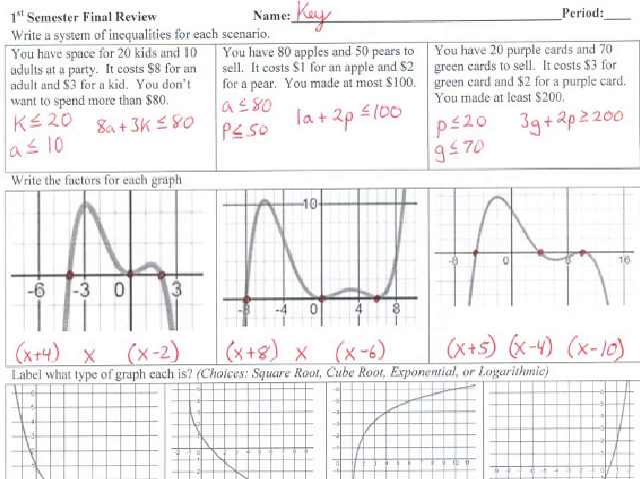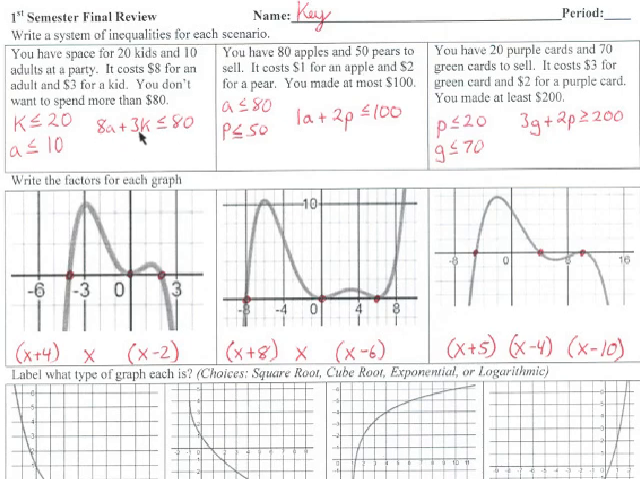So the sum of inequalities is basically saying this idea where you have to make multiple inequality statements from the scenario. So if you have space for 20 kids, that means you could have 20 or less. So the number of kids would have to be less than or equal to 20. If you have space for 10 adults, that means you have less than or equal to 10 adults because you can't have more than that.